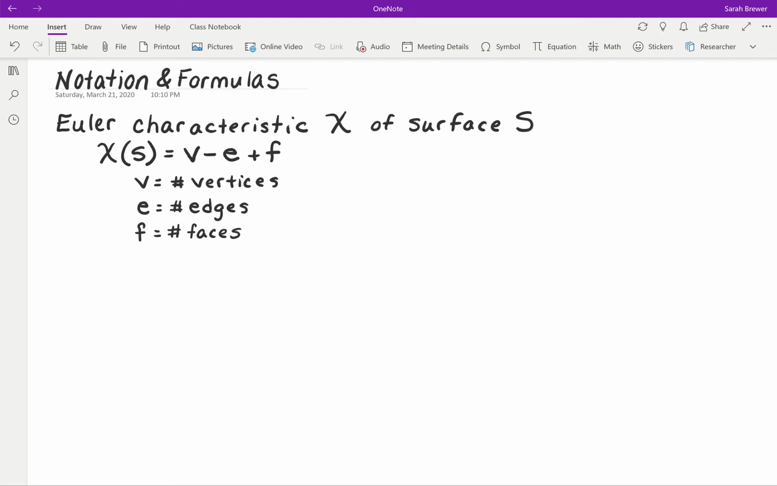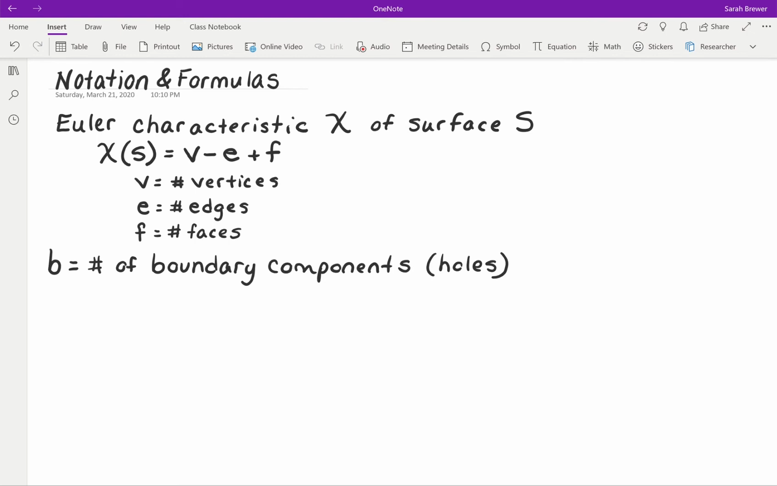The second thing that we need to know about our surface is the number of boundary components, and we'll just use the variable b to stand for that. And we can think about boundary components as holes, basically. But we have to be careful that we don't confuse those with handles, because they're not handles, they're holes. And you'll see what I mean by this shortly.